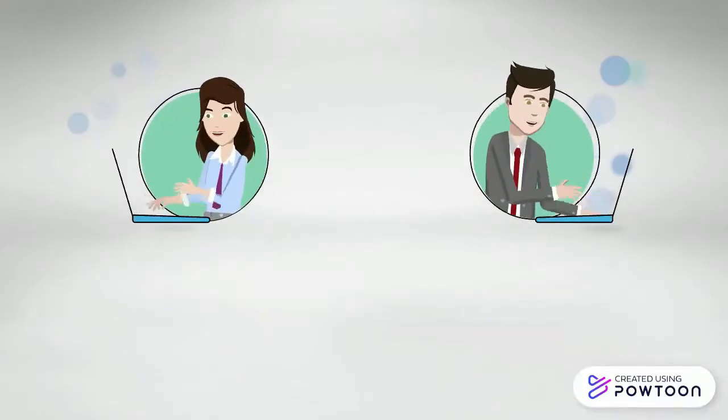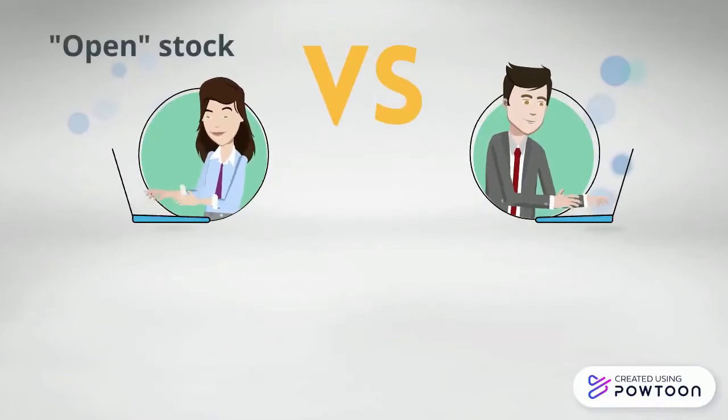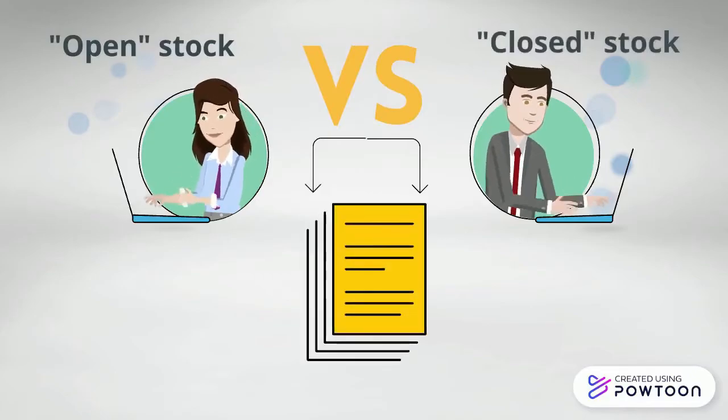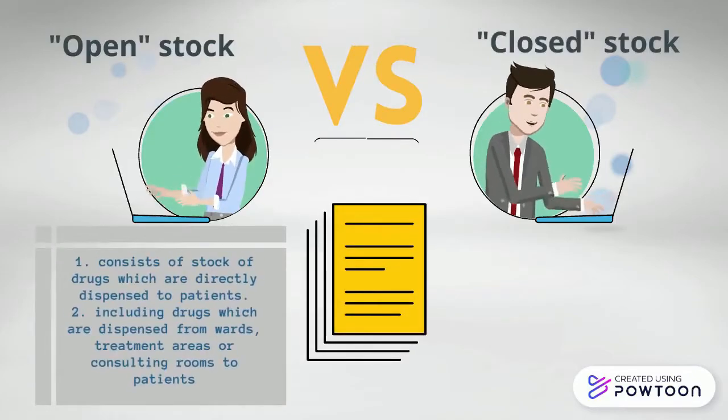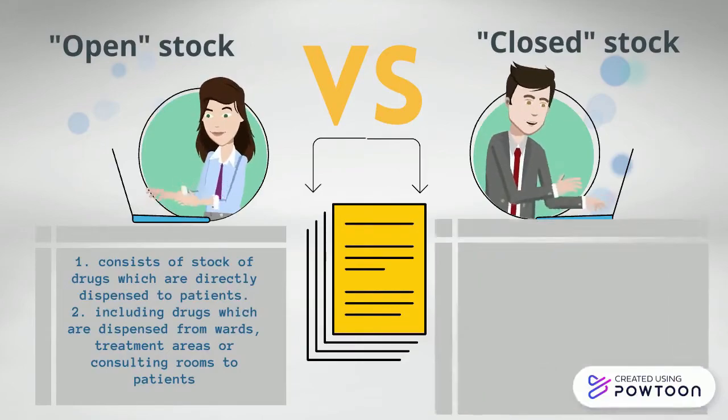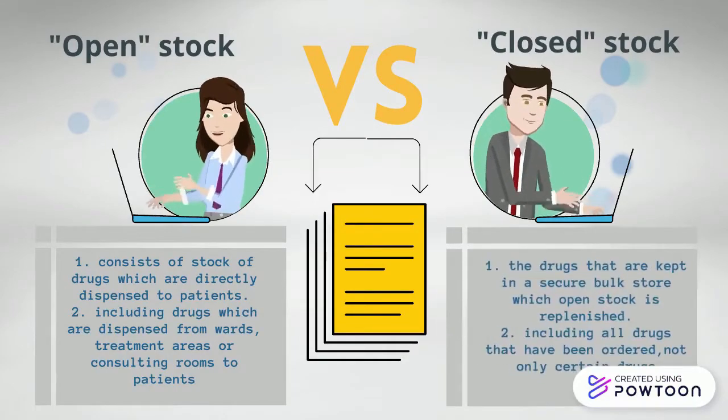Open stock versus closed stock. Don't get misunderstood. What is the difference? Open stock consists of stock of drugs which are directly dispensed to patients. Meanwhile, closed stock is the drugs that are kept in a secure bulk store.